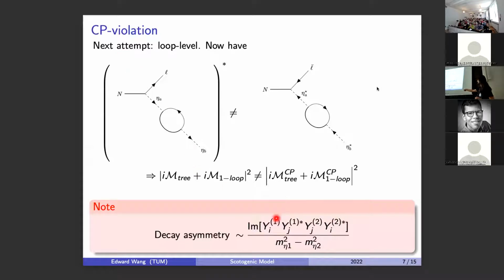And if we compute these diagrams, what we find is that the decay asymmetry is proportional to this term here. So here in the numerator, we have precisely what I've mentioned about the interplay between the different phases of the Yukawa couplings. And in the denominator, we have this term stemming from this internal scalar propagator, which is the squared mass difference between the different scalars. And we'll see that this will become important because this allows for a resonant enhancement of the decay asymmetry in the case where the masses are very close to each other.